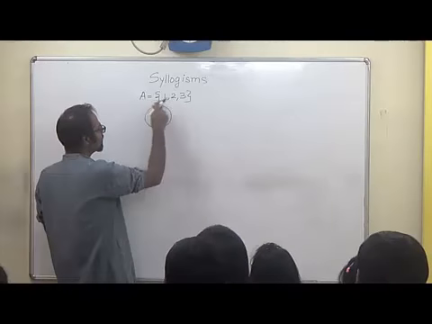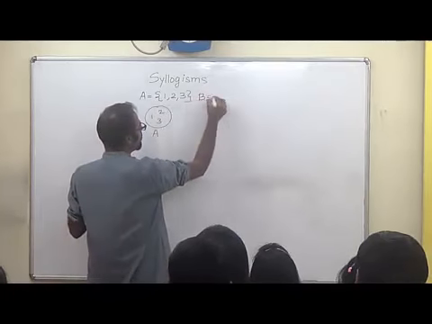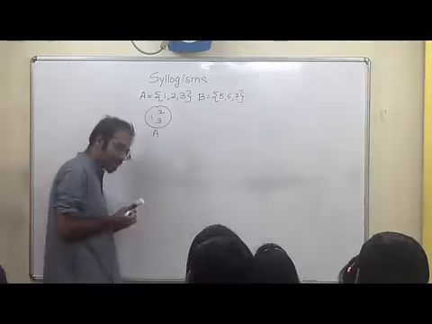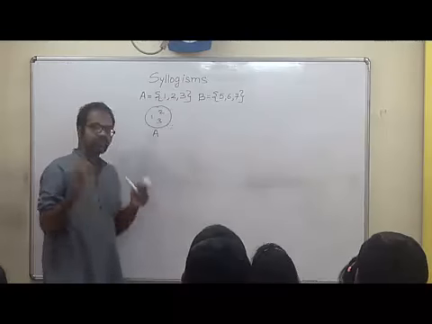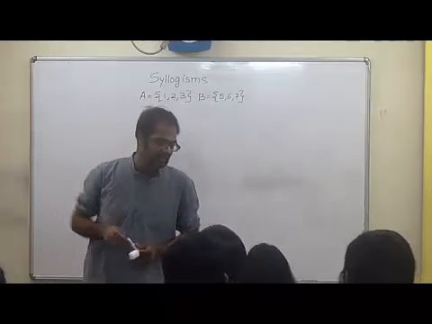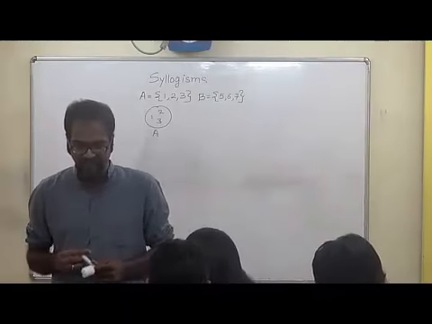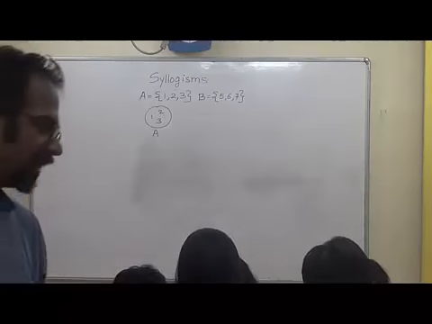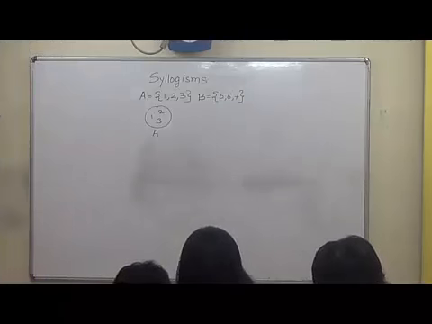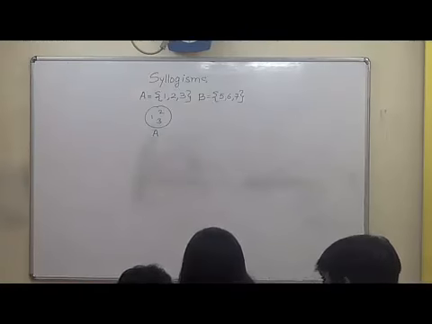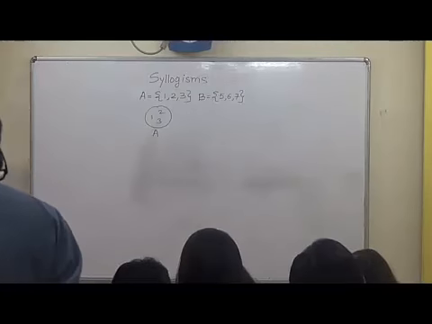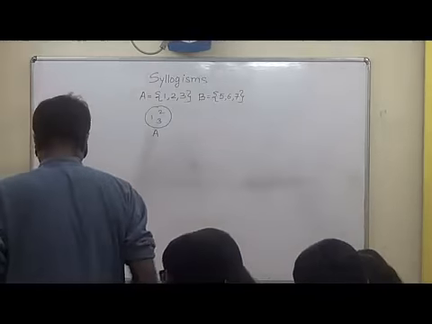So if I say A is the set 1, 2, 3 and B is the set of elements 5, 6 and 7, can you show me how to represent these two groups using a Venn diagram? Draw and show. How do you represent it if the set A contains 1, 2 and 3 and the set B contains 5, 6 and 7? Should not be very difficult, right?